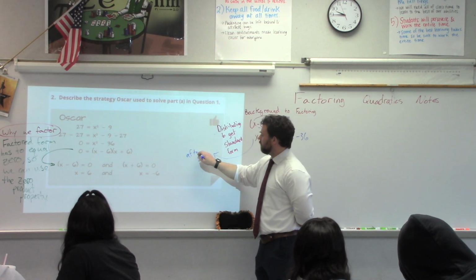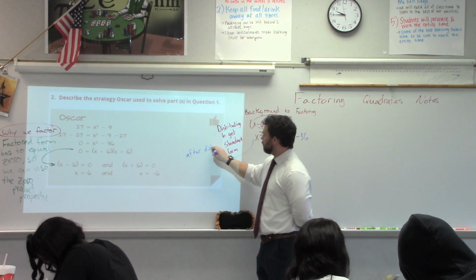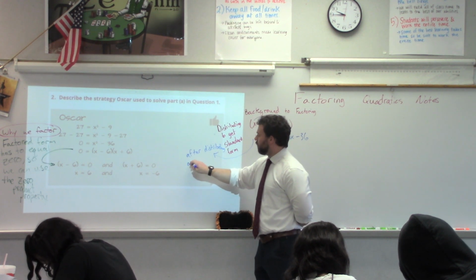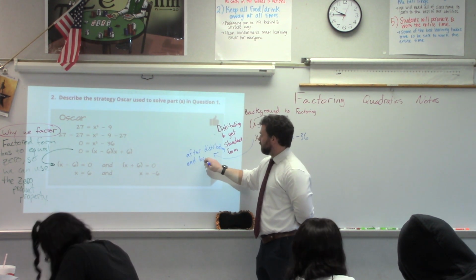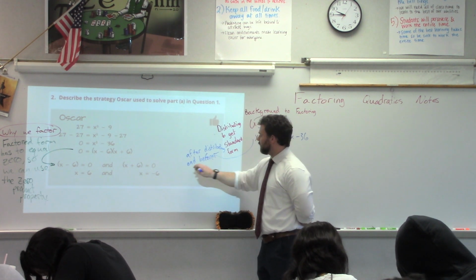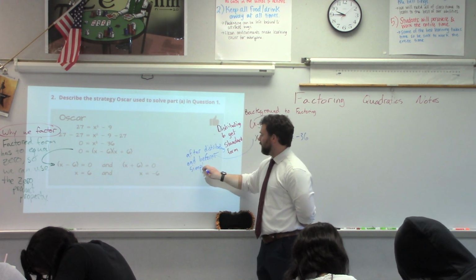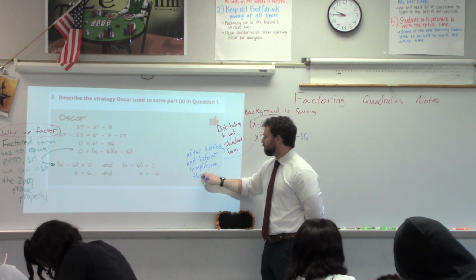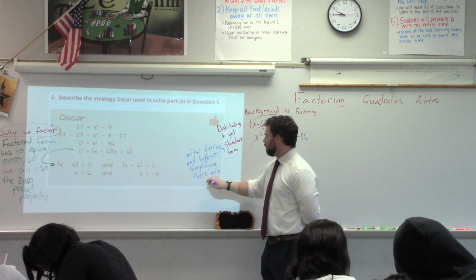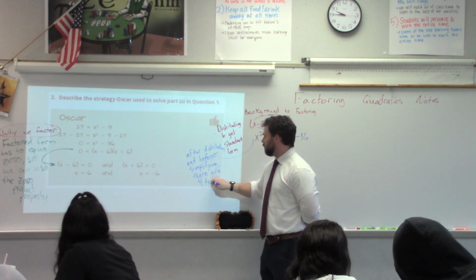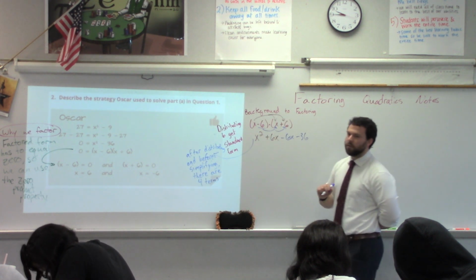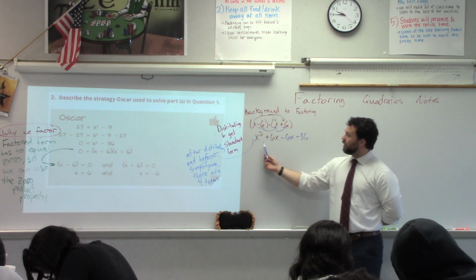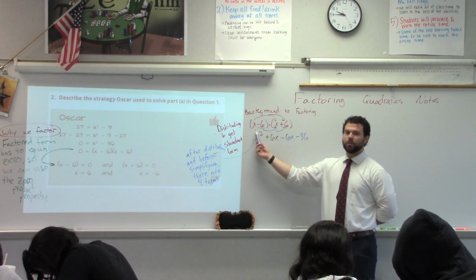After distributing and before simplifying, how many terms are there? There are 4 terms. That's an important detail to notice. Specifically, notice how the x squared plus 6x came from distributing this x.